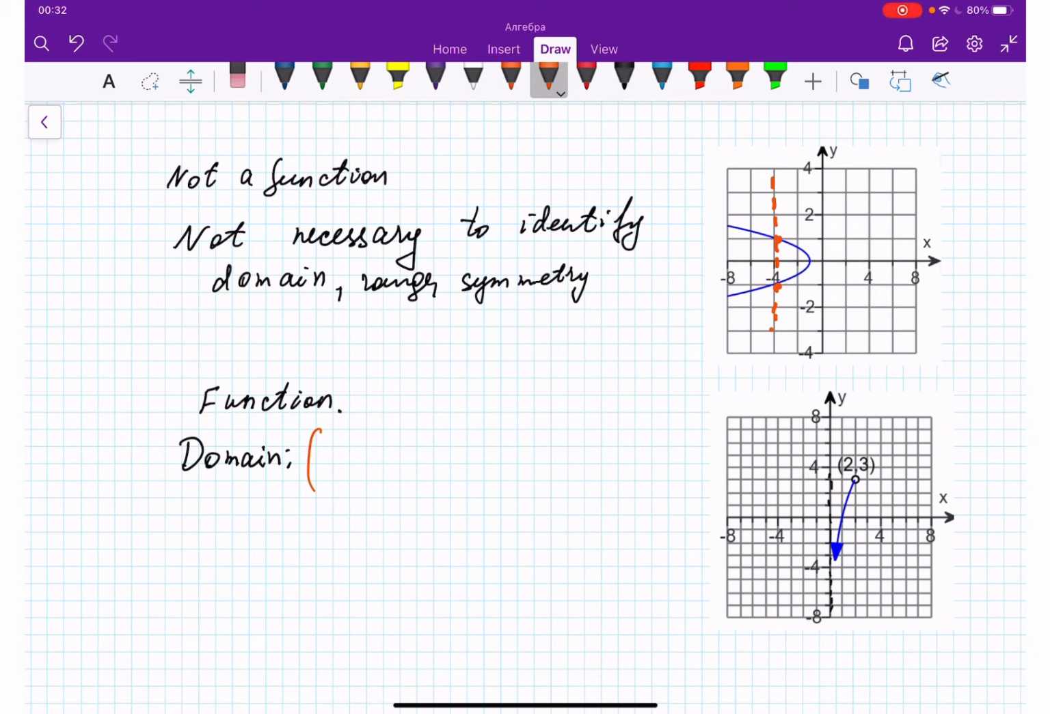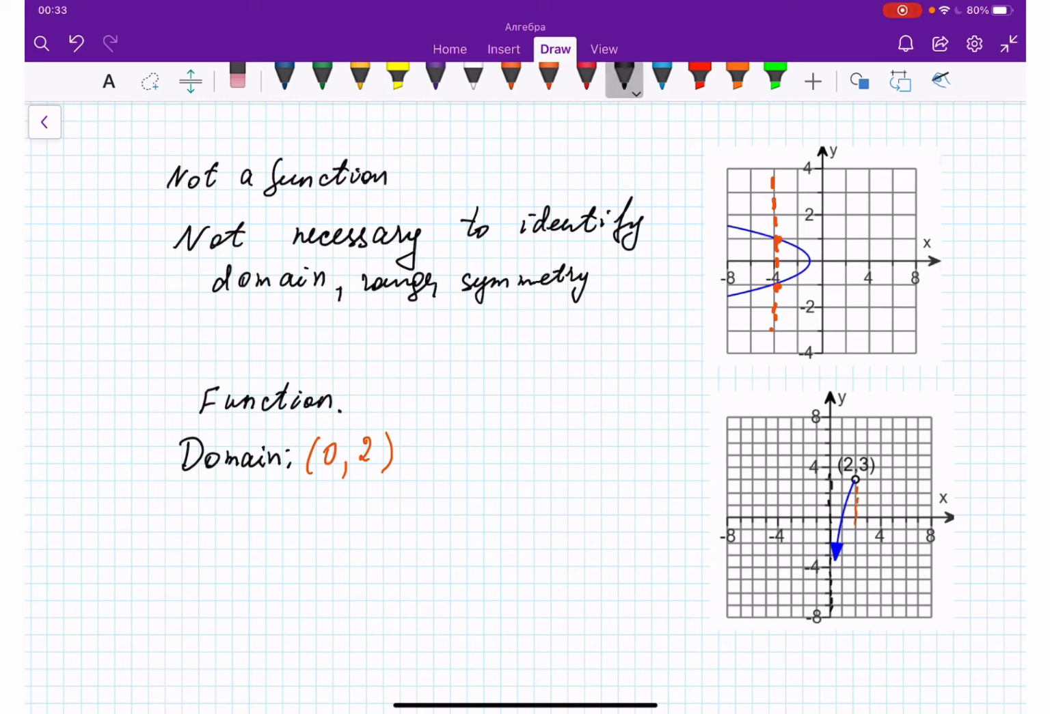So when it's running to the y-axis, then the value of x is going to be 0, right? But because it never touches 0, we put parentheses, right? All right. And where is it ending? The domain is ending at this point, which is point 2. Since it's an empty circle, then we put parentheses here. So neither end is included in the domain.